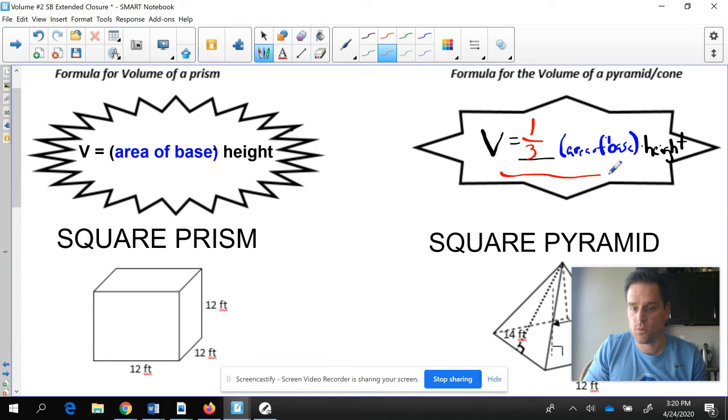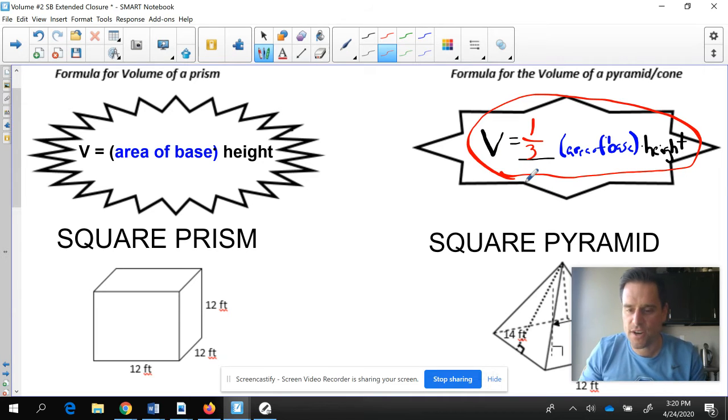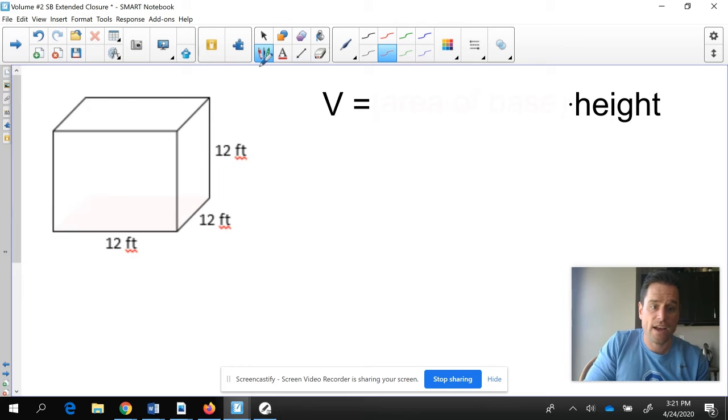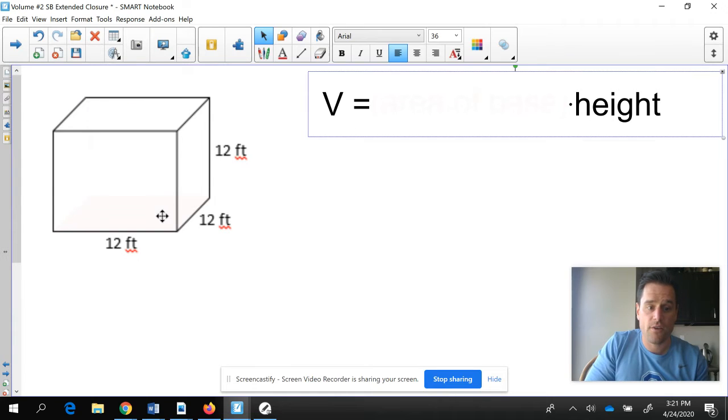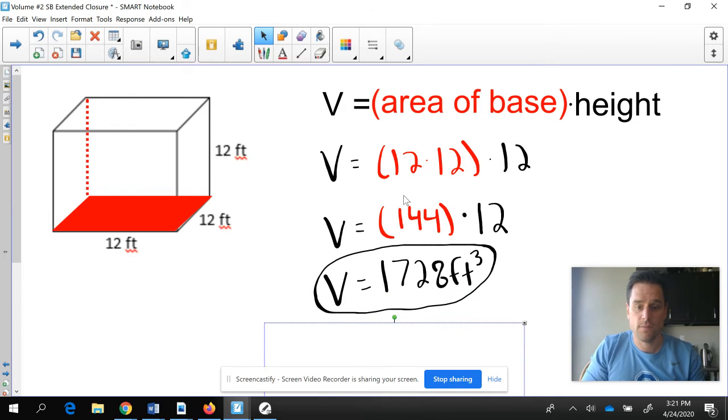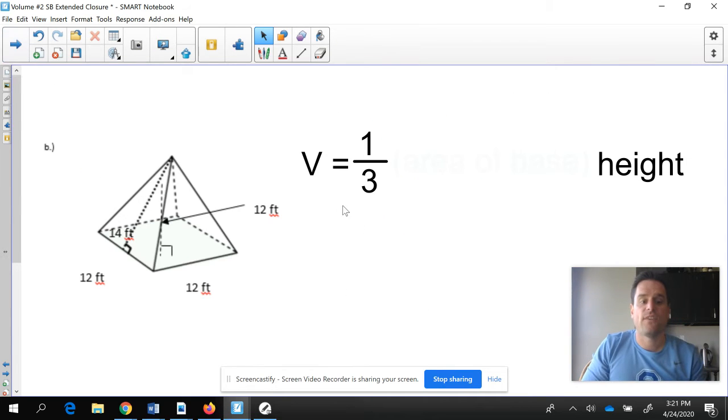And guys, if you're writing your notes down, this is going to be our magical, awesome formula for every single pyramid. Every single pyramid, no matter what, is always 1/3 the area of the base times height, because if you watch that video, it takes 3 times to fill up. So we're going to go on. If you can see here, you know that the area of the base times the height, you would solve it this way. It's 12 times 12 times 12, and that gives you 1,728.